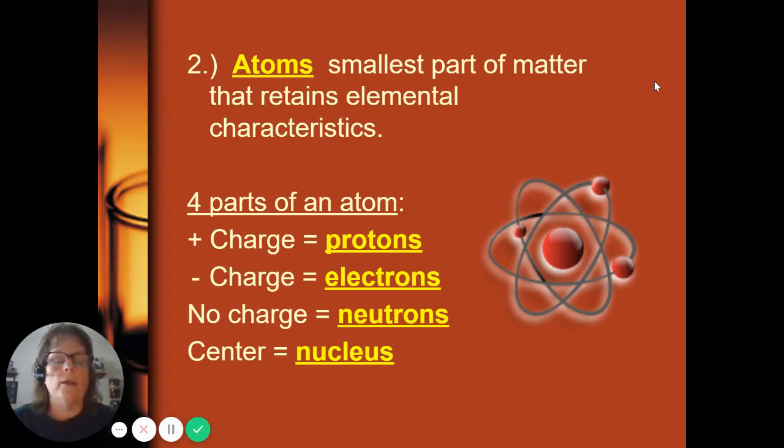Okay. And if you remember the makeup of an atom, you have the protons, which have a positive charge. You have neutrons, which are neutral or no charge. They are both found in the nucleus or the center of the atom. And then the electrons orbit around the outside, and they have a negative charge.